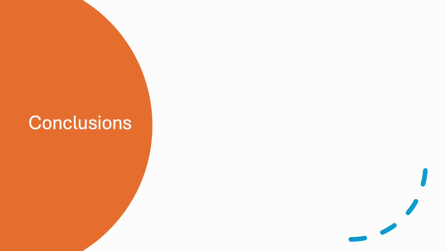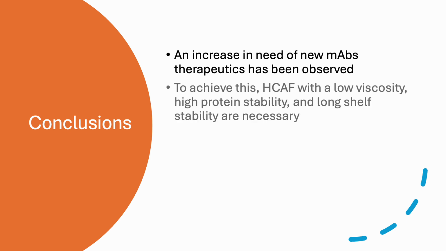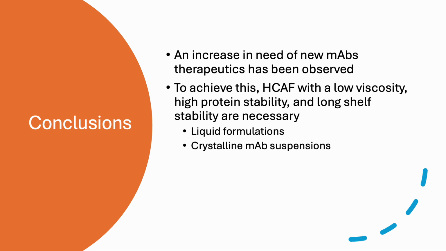So to conclude our presentation, we would just like to make the next few statements. With one, we have noticed that there has been an increase in the need for new monoclonal antibody therapeutics, especially with the drive towards having them administered subcutaneously. And in order to achieve this type of administration, we would need to develop high concentration antibody formulations, for which low viscosity, high protein stability, and a long shelf stability are necessary. And so we discussed the two different methods for this type of formulation, and that includes liquid formulations and crystalline monoclonal antibody suspensions, and we have discussed their advantages and disadvantages.